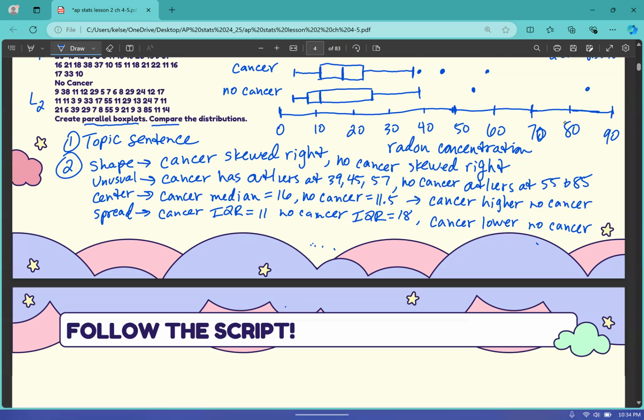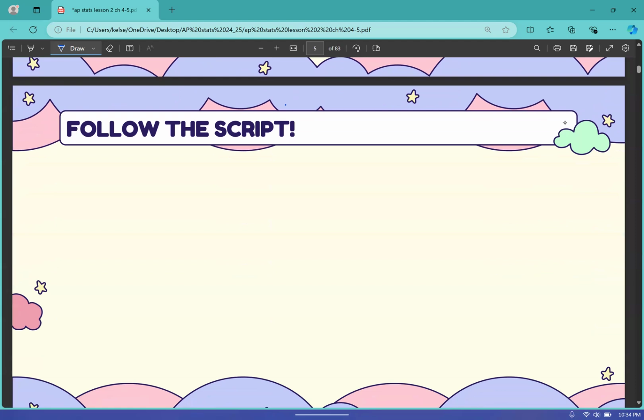All right, so the next thing, follow the script. Again, step 1, you're going to write a topic sentence. Step 2, you're going to follow the acronym.